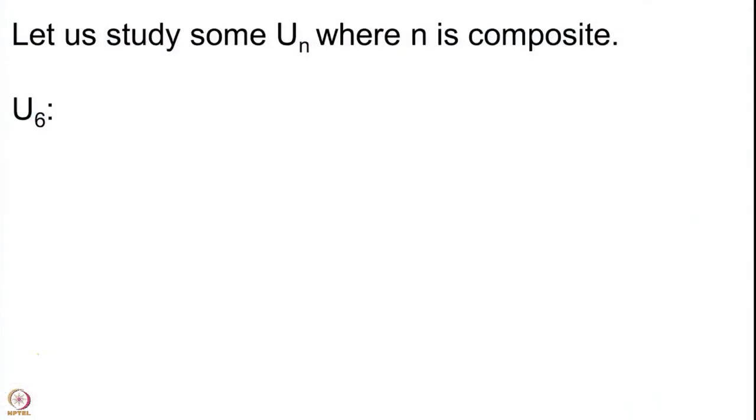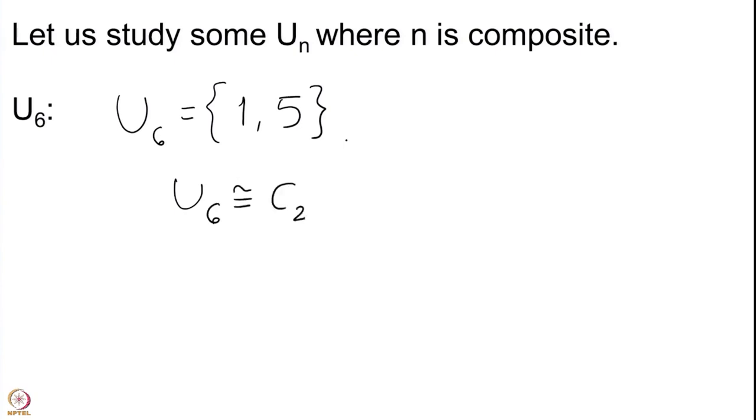We now study the UN slightly more in detail, where n is a composite number. Let us compute these things for some small values of n. First of all, we look at U6. 6 is the smallest number which is divisible by 2 different primes. U6 has elements which are coprime to 6, which are coprime to 2 and 3. So, you get only 2 elements here. U6 has exactly 2 elements, and we know that every group of order 2 is isomorphic to the cyclic group of order 2. So, U6 is isomorphic to C2. This is the complete information about the group U6.